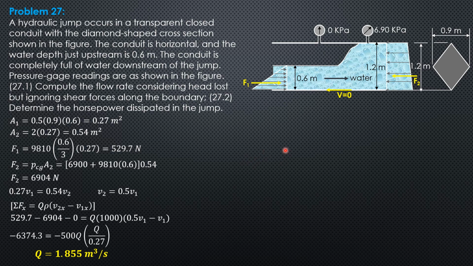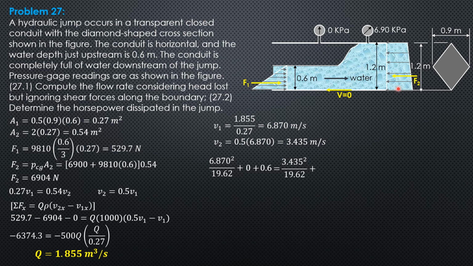Then the energy equation between 1 and 2 considering head loss. So we have V1 equals Q over area 1, 1.855 over 0.27, which is 6.870 meters per second. V2 is Q over area 2, or 0.5 of V1, 3.435 meters per second. Then the energy equation: velocity head at 1, 6.87 squared over 19.62, plus pressure head at 1, 0, plus elevation head 0.6, datum at the floor, equals velocity head at 2, 3.435 squared over 19.62, plus pressure head, 6.9 kilopascals over 9.81, the specific weight of water, plus elevation head 1.2, plus head loss in the jump. So computing for the head loss in the jump, it is equal to 0.5008 meter.